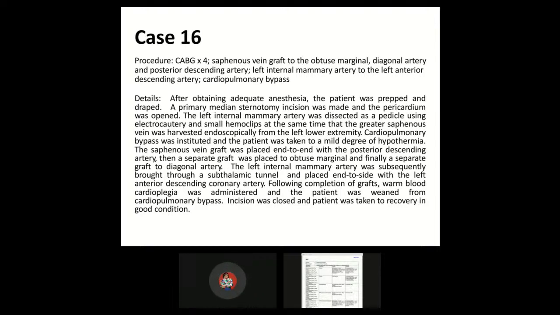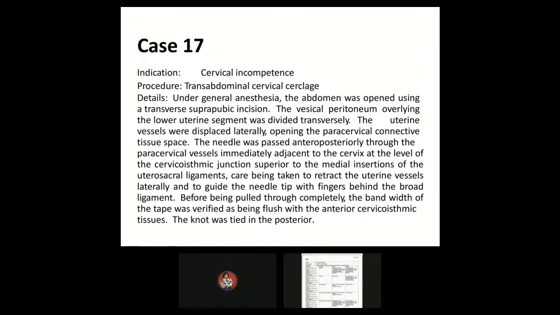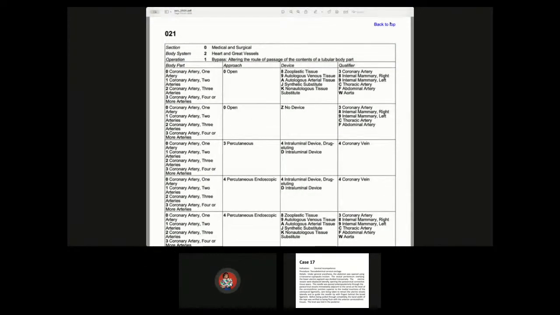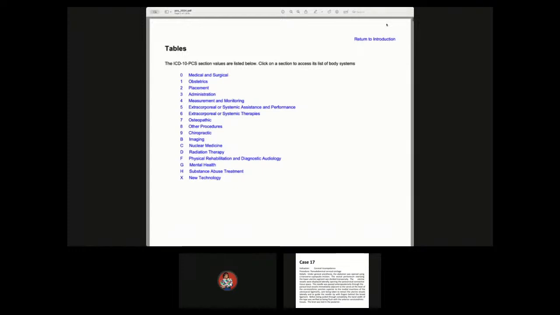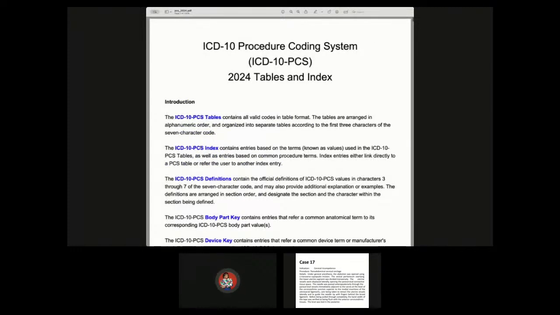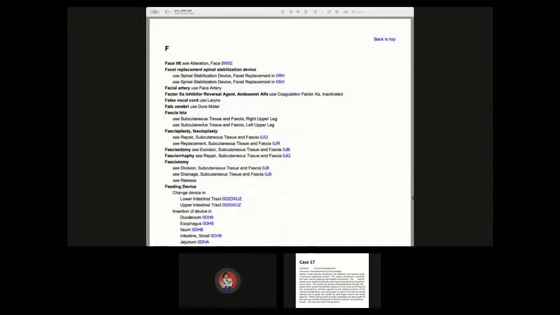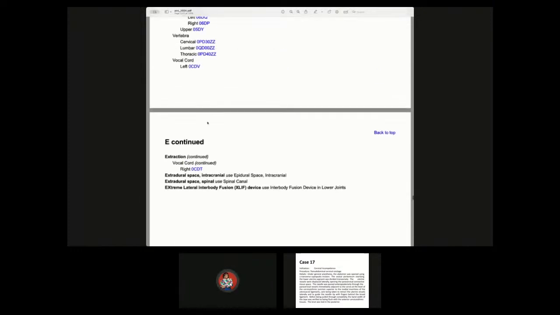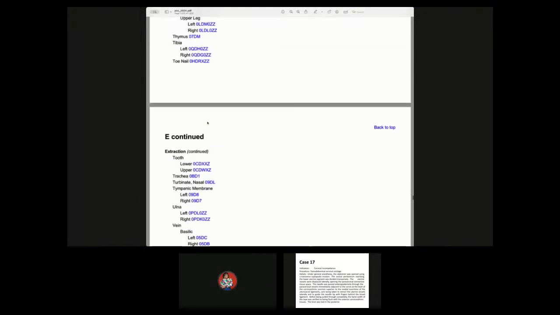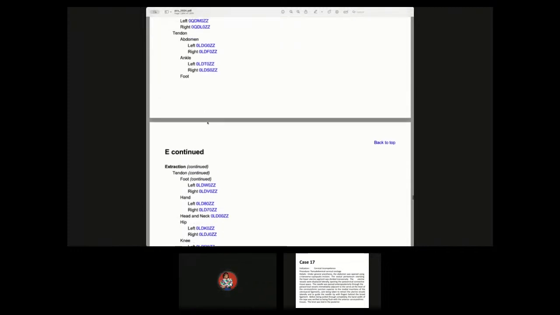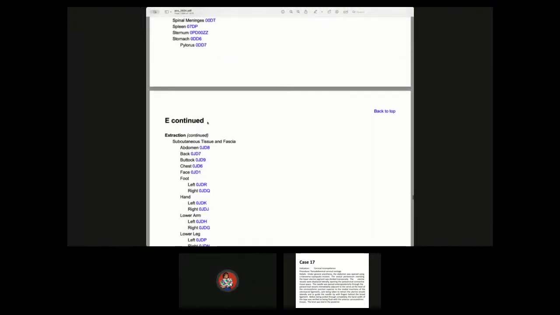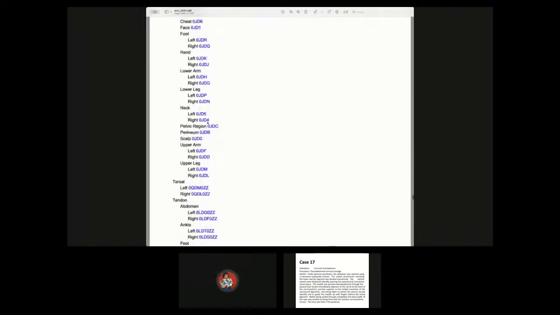All right, on to, oh, wait a minute. I got to do one more thing. We got to code that excision. So we're going to go to the index. And we're going to go to excision. I'm going to go backwards just so I can get there faster. And it was the greater saphenous vein. Excuse me. It was the greater saphenous vein that was excised.